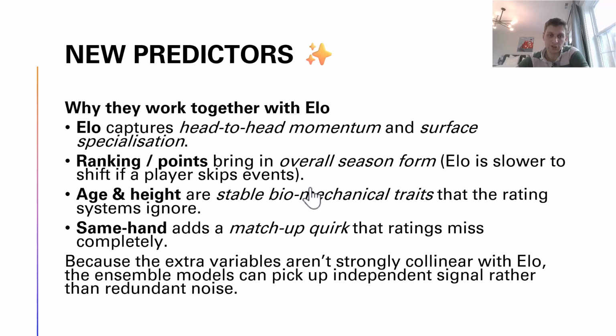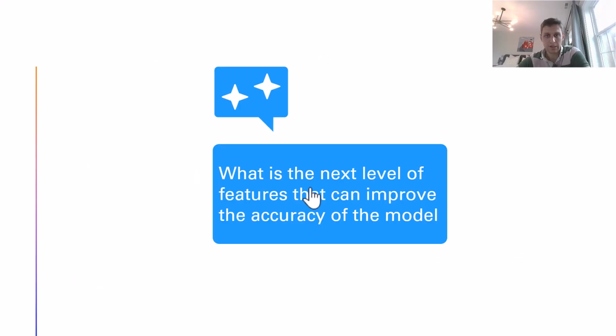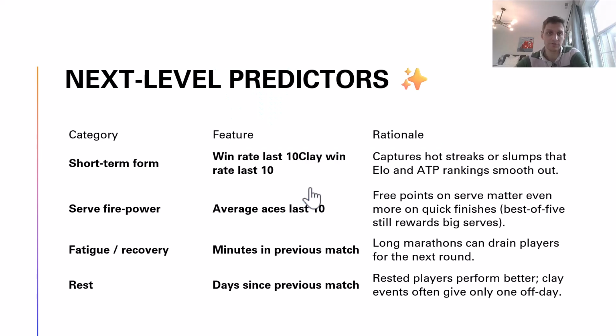So the ensemble models can pick up independent signal rather than the redundant noise, which is kind of nice. So this is the first level. Now let's go to the next level of features and let's add a few more, because I've seen some progress with those metrics, but I'm going to continue adding more and see what can continue improving the accuracy of the model. I'm not going to give you all of the detail of each iteration and the scores, just the conclusion of where I landed with all of those analyses.